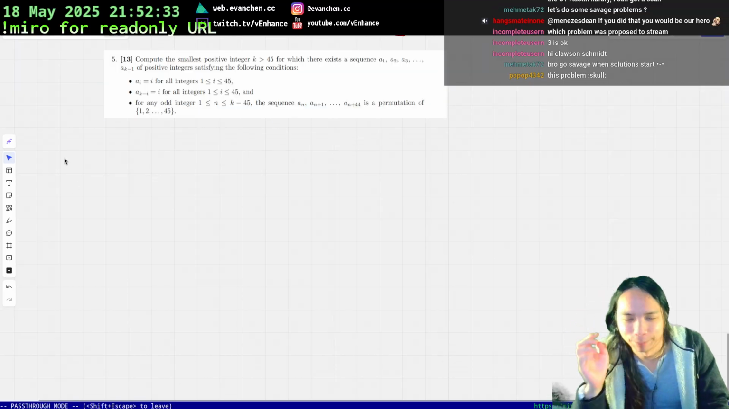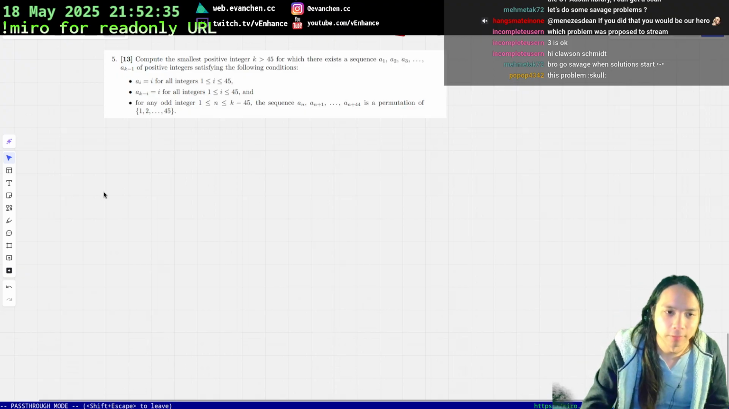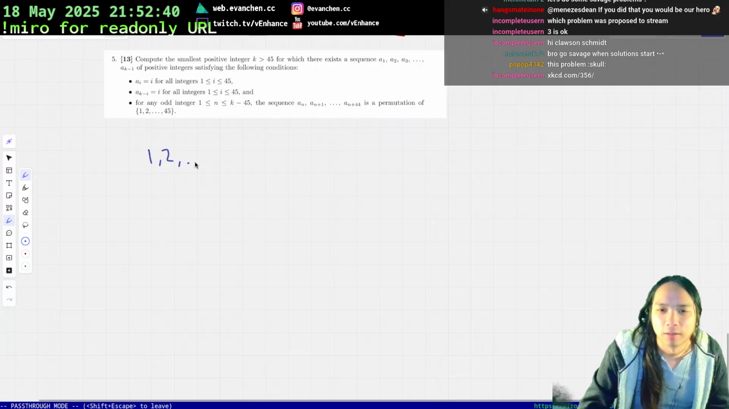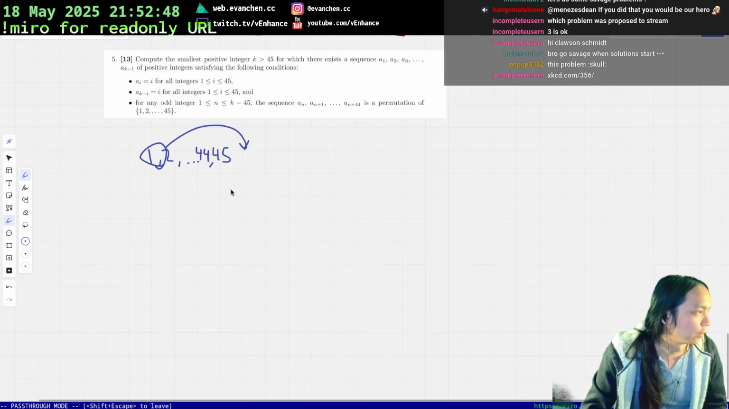Basically what happens is you start with the numbers 1, 2 through 45. And in a move, you take the last two numbers and you stick them here in whatever order you want.